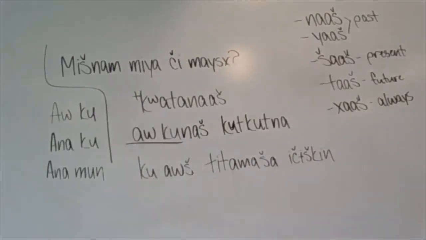Kotanash, Alkunash, Kutkutna, Alkuaush, Pitamasha, Shkin. Mishnam Shukwana. John. Matanash, Alkunash, Kutkutna, Kuaush, Titamasha, Chishkin. He ate, he worked, and now he is learning Indian language.